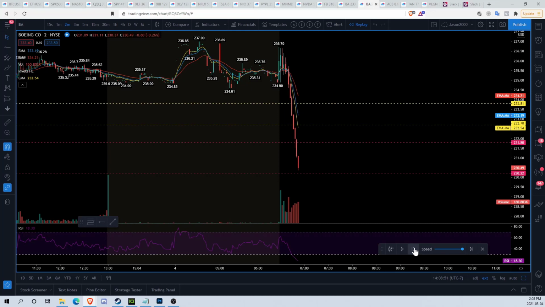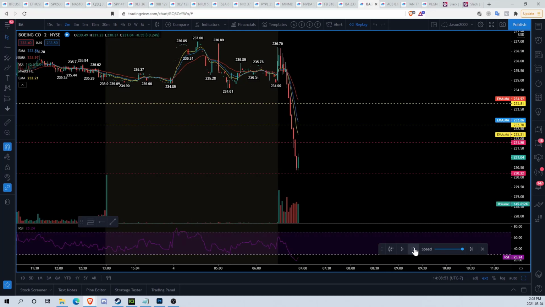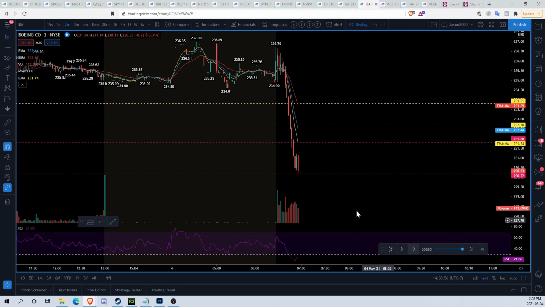We're almost approaching our target, and you know what? That's close enough for me. I'm going to take half of my position right before we hit 230.22. I am happy with that. So now I have broken my position up into 4 chunks. I am out half at my target.